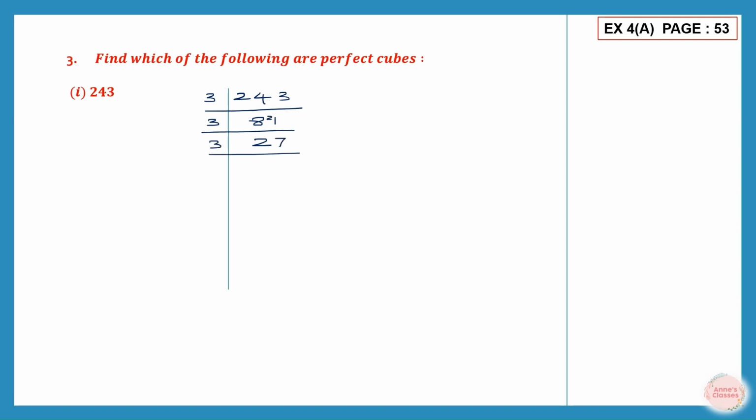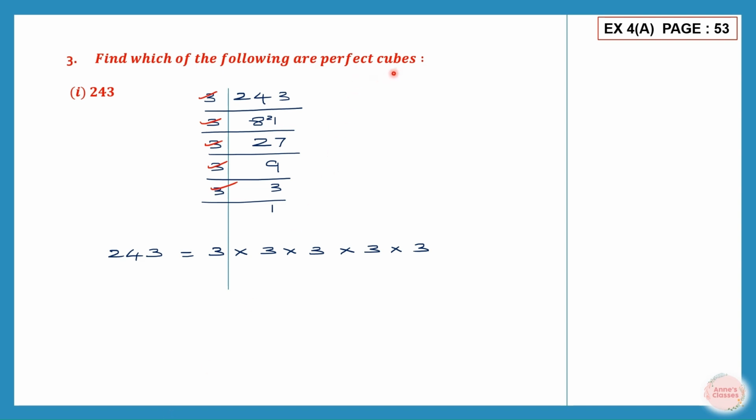Then 3 nines are 27. 3 threes are 9. And 3 ones are 3. So we have found all the prime factors. Now let's write it down. Now 243, the prime factors are all these threes. Let's count. 1, 2, 3, 4, 5. So let's write them down. 1, 2, 3, 4 and 5.